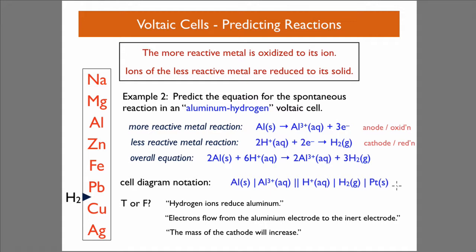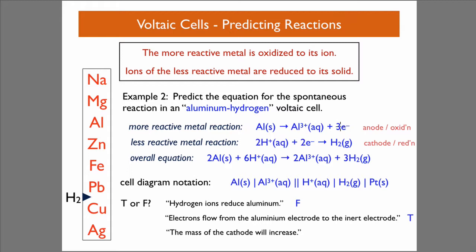Okay, true or false, hydrogen ions reduce aluminium. Well, let's have a look. Is aluminium being reduced up here? Certainly not. It's being oxidized. So that's going to be false. Electrons flow from the aluminium electrode to the inert electrode. Well, the aluminium is most certainly giving up electrons, freeing them up, and so they are going to flow to the inert electrode. It's true.